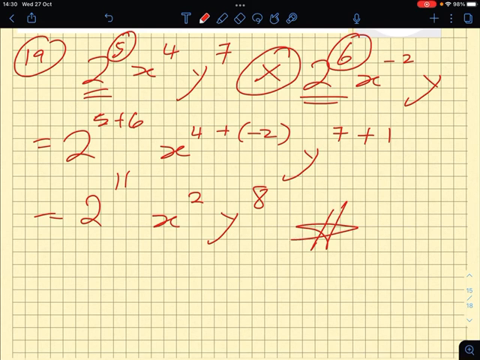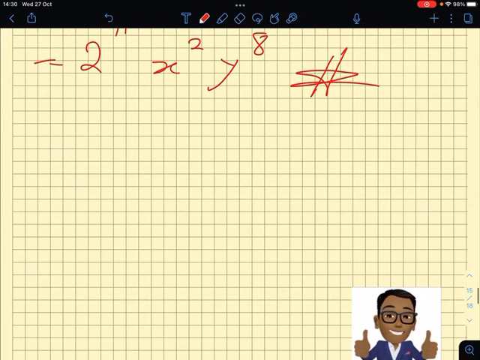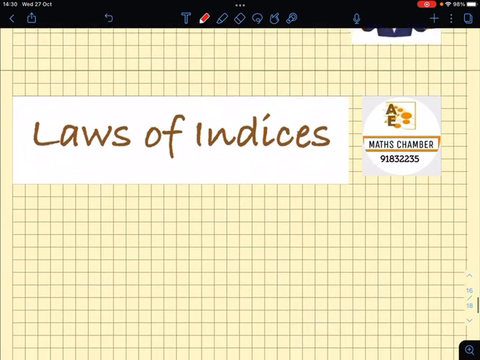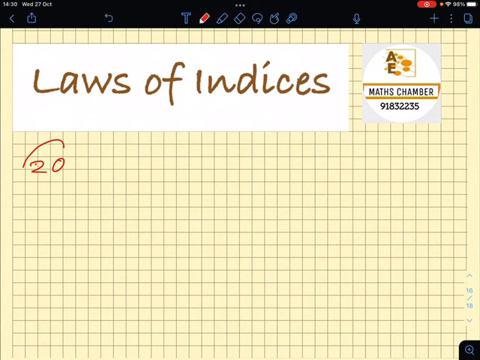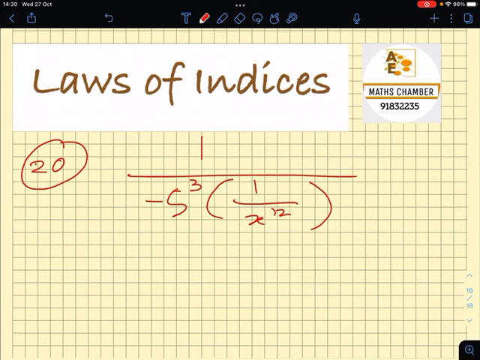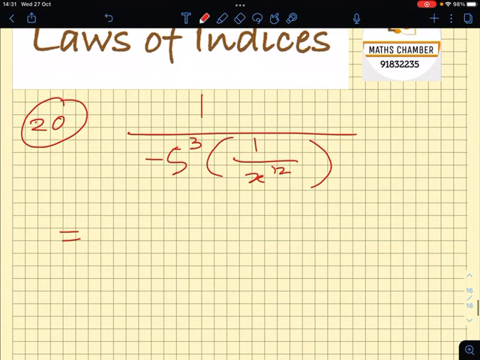And the last question, number 20. Number 20 is slightly complicated, but it's doable, don't worry. So 1 over negative 5 cubed, then bracket 1 over x to the power of 12. Again, this is the type of question that your teachers will love to test you, your ability to understand the question is very interesting. Just multiply, that's all. So negative 5 cubed over x to the power of 12, right?